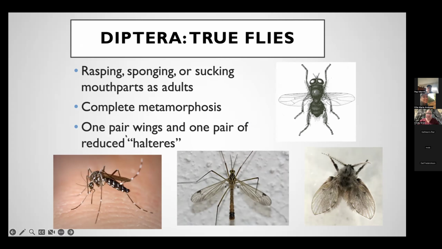So again, one pair of wings and one pair is these reduced halteres. Oftentimes these halteres are hidden. Like you see in this photo on the right, you don't see the halteres, but you would have to lift up the wings and look for them. They are there underneath the wings and all that hair.